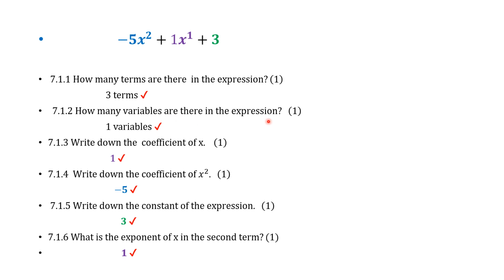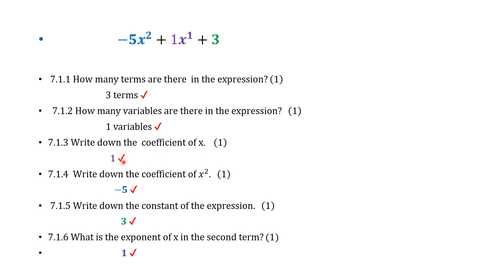How many variables are in the expression? Variables: we want to know which letter of the alphabet we are using to represent what we are able to vary or change. The x squared can change, x to the power 1 can change. So x can be 1, 2, 3, 10, a million, any number. In theory, we can say there's only one variable because there's only one x. It's just that one is squared and this one is to the power 1. So how many variables in this expression? There's only one variable and it is x.